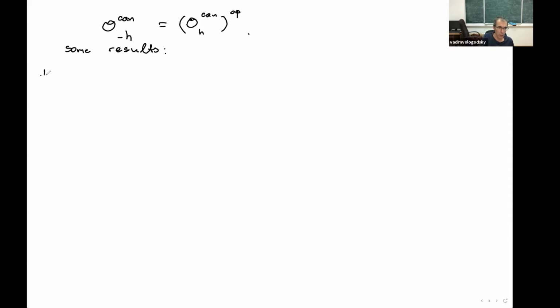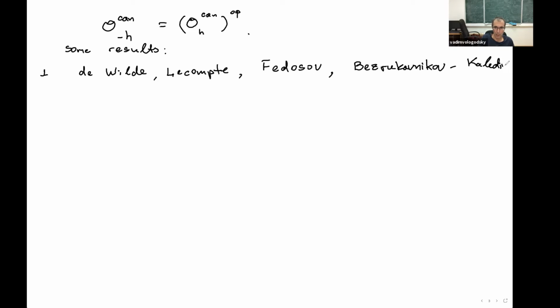First result, which is due to de Wilde, Lecomte, and independently Fedosov. So these guys work in smooth manifolds, real manifolds, and in this algebraic setup that I consider, the corresponding results are due to Bezrukavnikov and Kaledin. So they prove the following, that if the base ring is C, and X is symplectic.